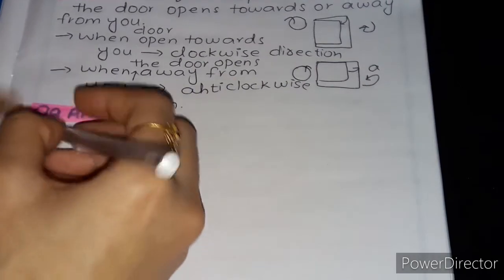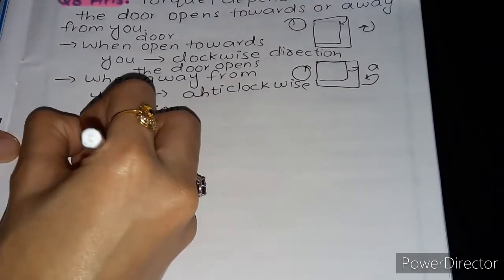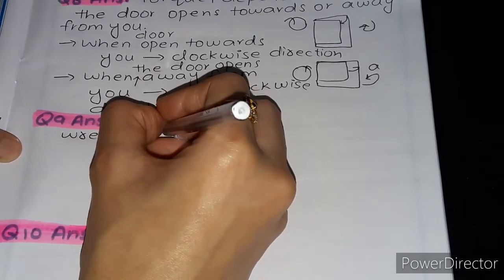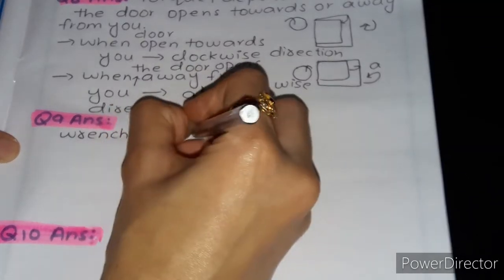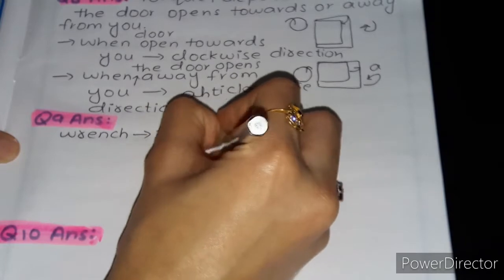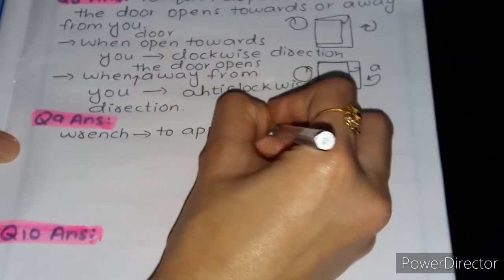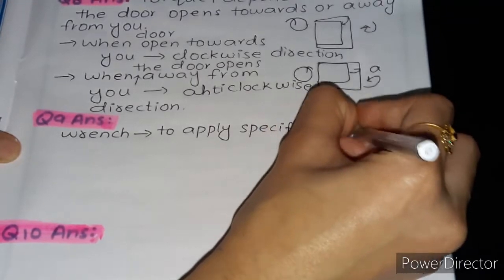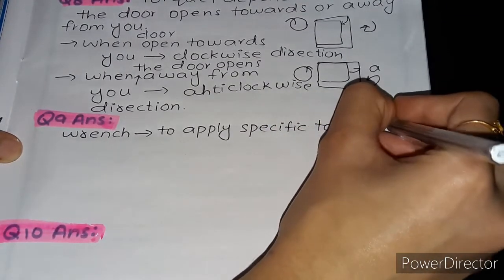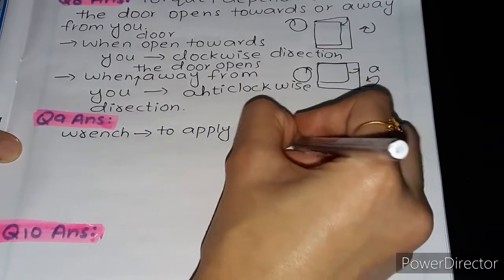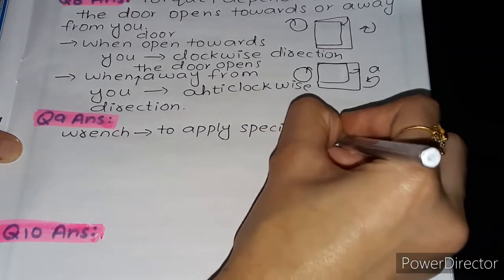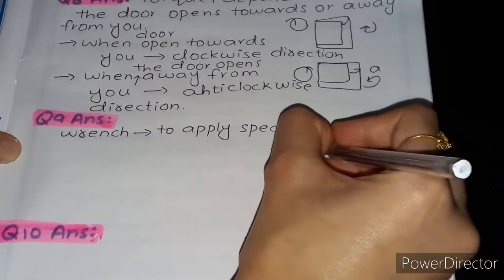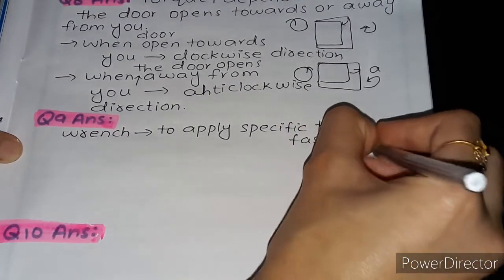Answer of question number 9 is wrench. First we have to define wrench. It is used to apply specific torque to fasten the nut or bolt.